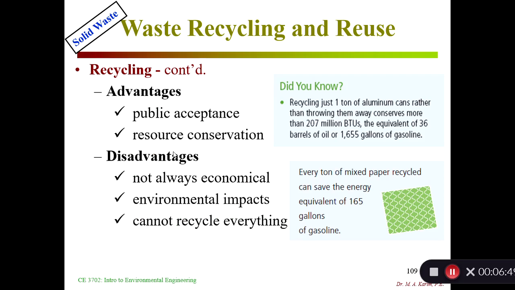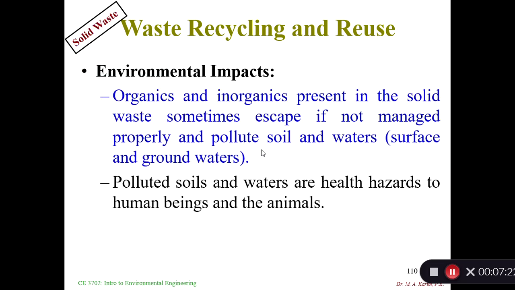So recycling and reuse, again. Advantages: public acceptance, resource conservation. Disadvantages: knowledge, economical and environmental impacts, and we cannot recycle everything. Here is some perspective. Recycling just 1 ton of aluminum cans rather than throwing them away can conserve more than 207 million BTUs, equivalent to 36 barrels of oil or 1655 gallons of gasoline. Every ton of mixed paper recycled can save energy equivalent to 165 gallons of gasoline. So you see how important recycling is.